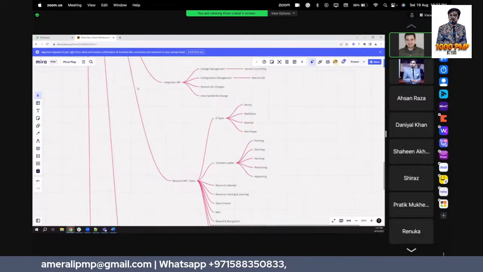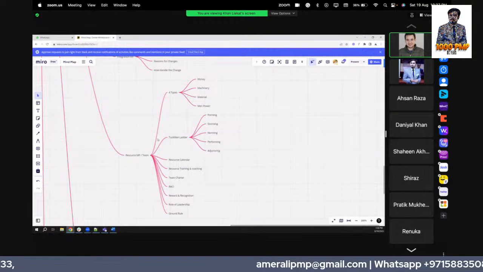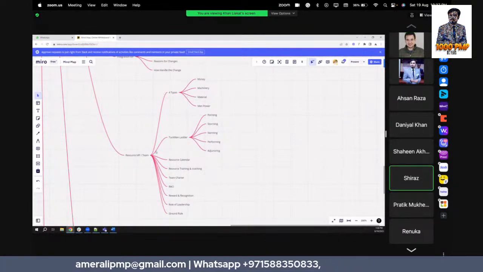Then we have the other one, the resource management plan and team. Someone wants to go for that one? Continue, Yakat, you can continue.